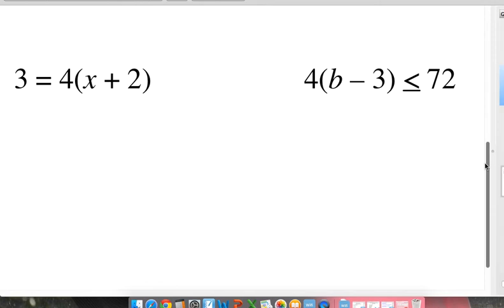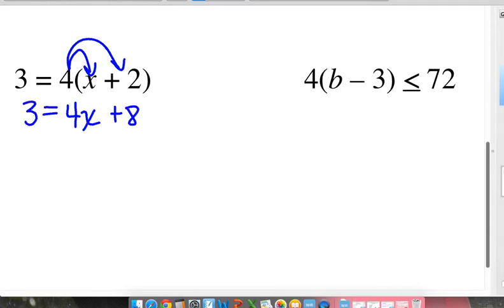Oh my goodness, here's another one. Let's do this one on the far left side. 3 equals 4 times the quantity x plus 2. So I see distributive property here. That's 4x. And I see here, that's a positive 8. So now I take a step back here and I see that I need to get that 8 over to the other side. So I'm going to do the opposite of adding 8, which is to subtract 8, like that.